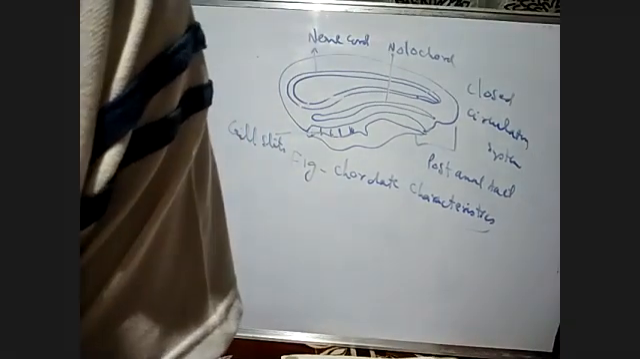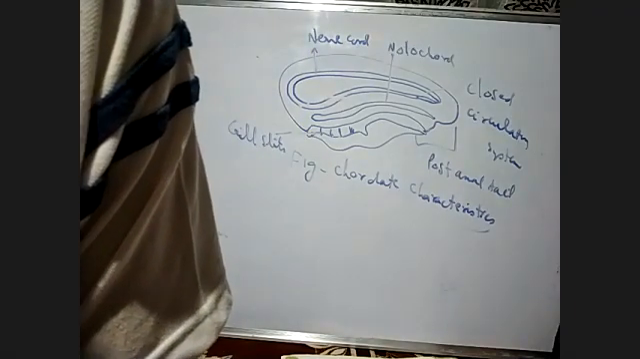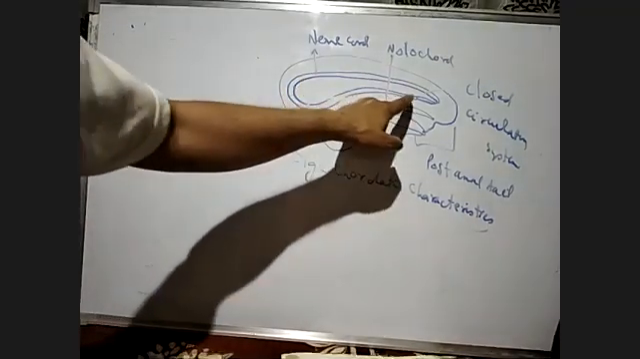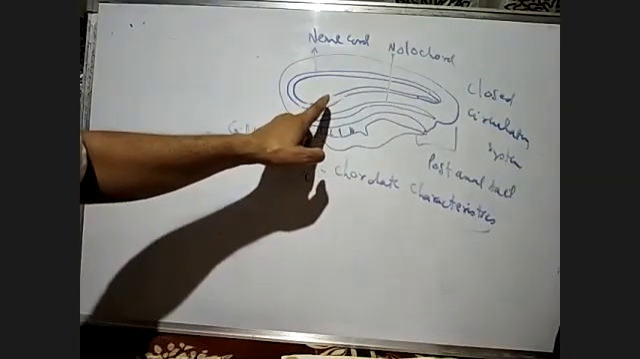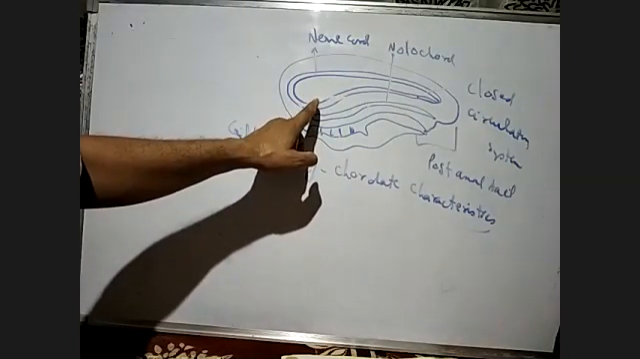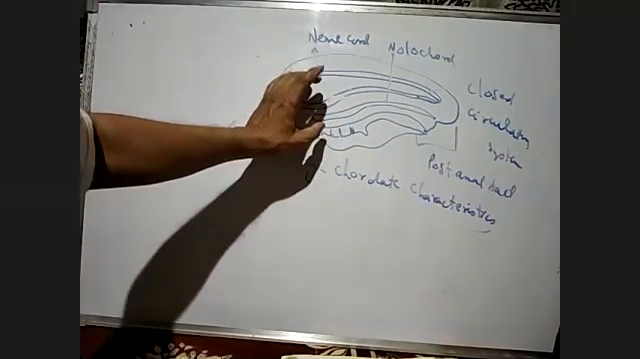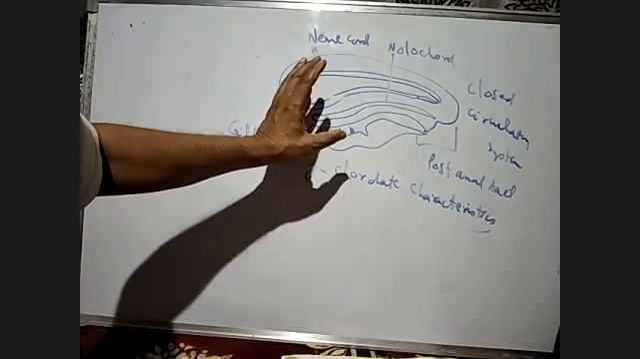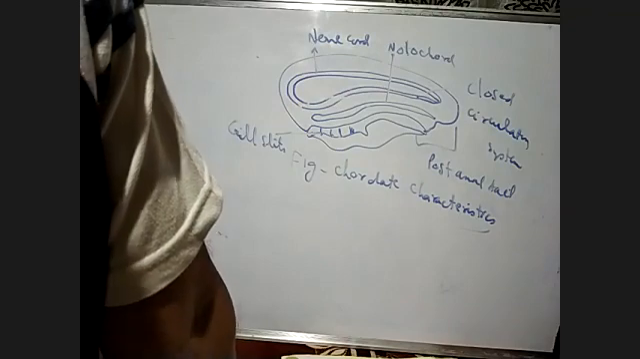The nerve cord is a solid strand of nervous tissue. The nerve cord controls and coordinates the function of the body because it is connected with the brain and the nerves. And then what is the notochord?